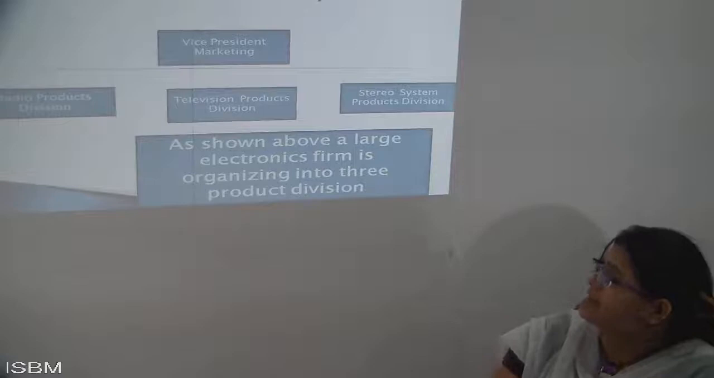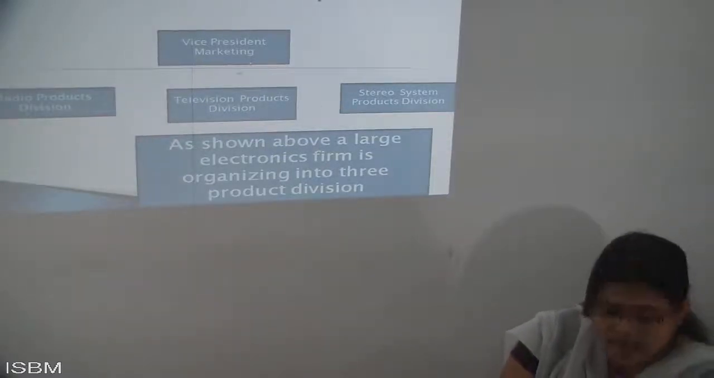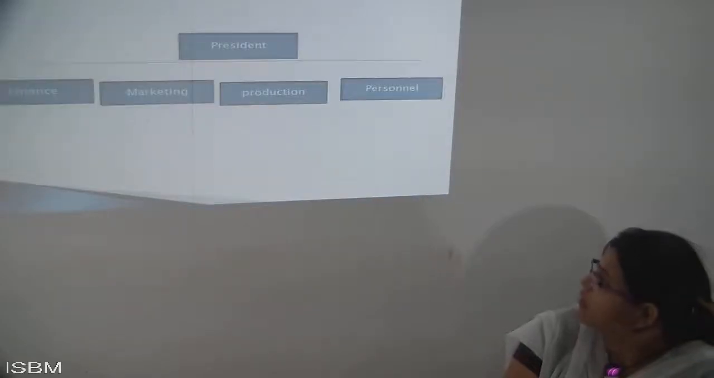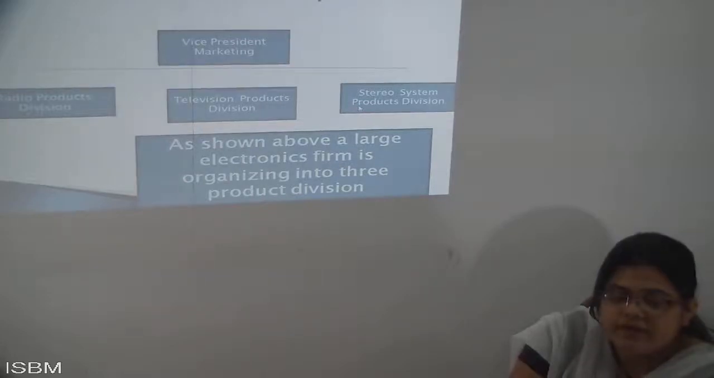Now, if I mention a vice president of marketing: first we had the functions, finance, marketing, production and personnel. Into this you have a head of the person. These are all VPs, the people who are there, and upstairs you have the head. Into these VPs you have some other people related to how the product is produced.